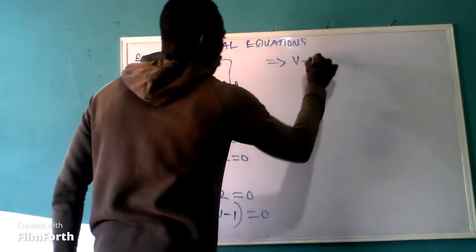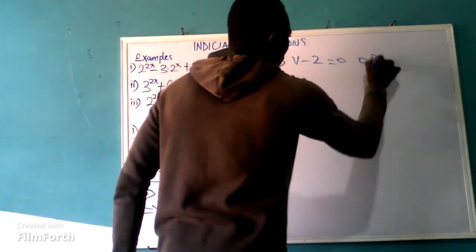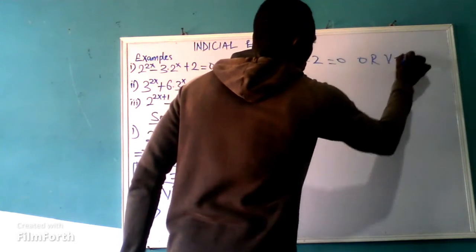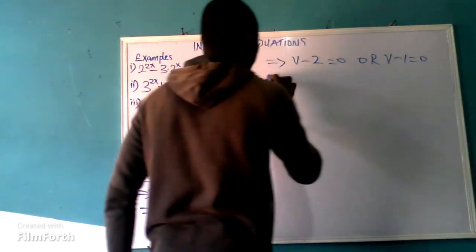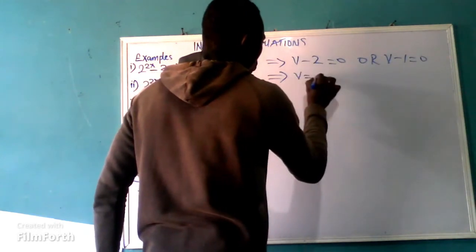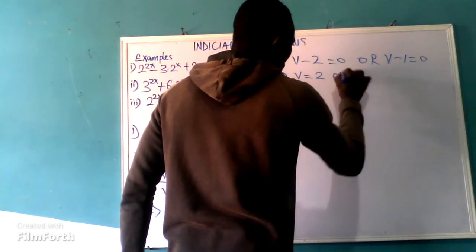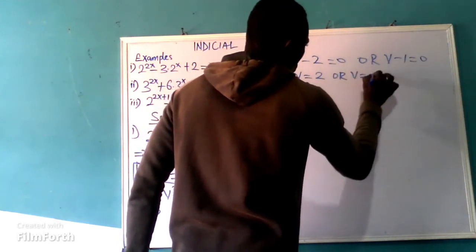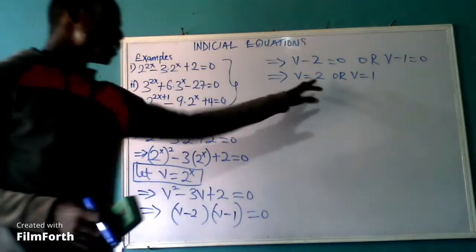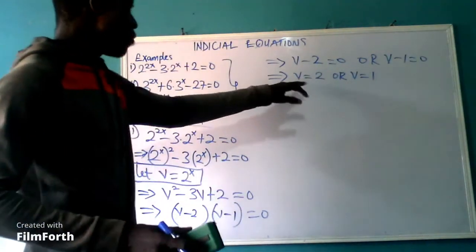v minus 2 is equal to 0, or v minus 1 equal to 0, and it implies that v is equal to 2, or v is equal to 1. Okay, those are the values. We have two values realized for v.